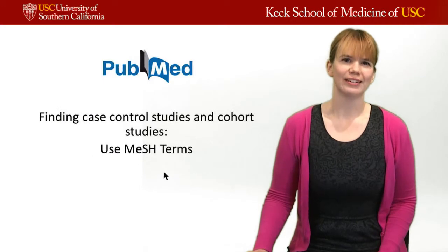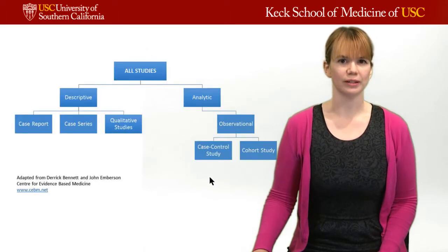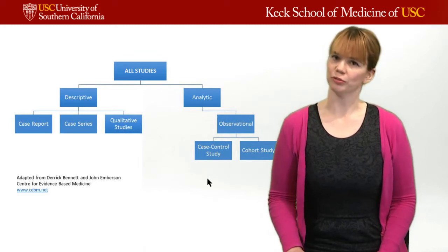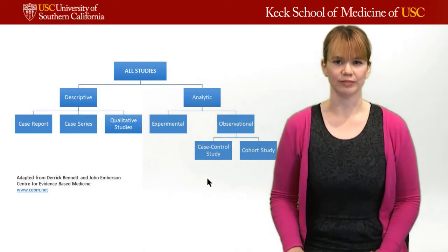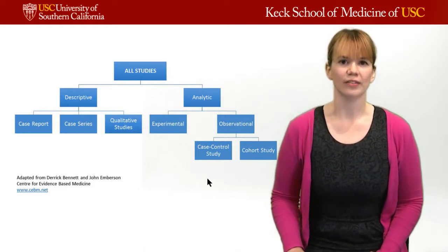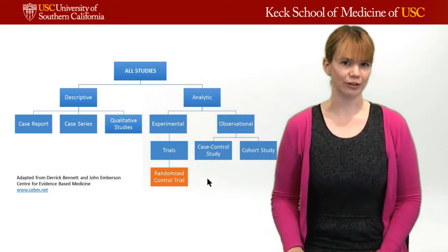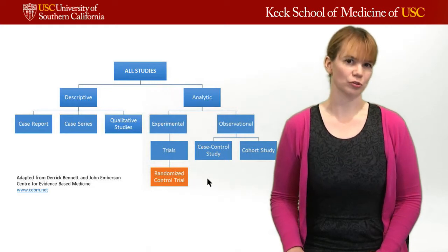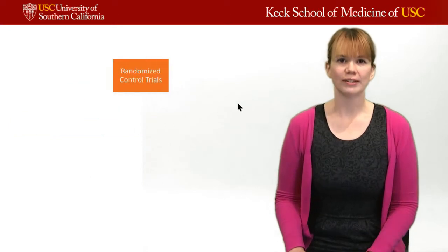So now we've located case control studies and cohort studies in PubMed, let's return to our chart of the study types. So now we have the analytic branch. There's not just observational, but there's also experimental, when you start controlling the environment and who is included and not included. On this, we have all different trials, and I want to emphasize that we're talking about randomized controlled trials. Not all trials are randomized, and so we're going to focus today on randomized controlled trials because they are statistically better.